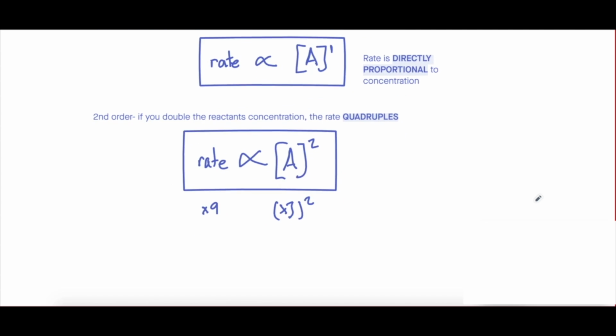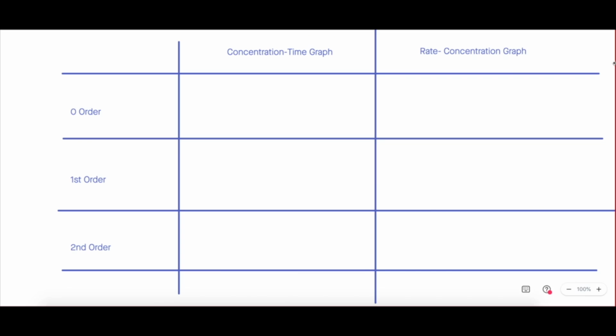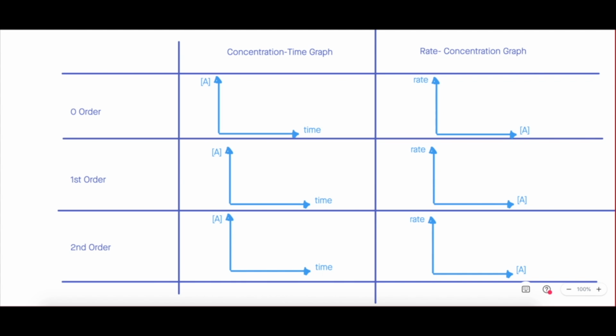You also need to know what the graphs for these look like. For every order that you have, zero, first or second order, there is a concentration-time graph or a rate-concentration graph that you need to know. For a zero order reaction, the concentration-time graph should look like a straight line downwards, because remember, concentration doesn't affect rate, so the gradient should not change. The gradient should stay the same. For a first order graph, it should be curved, something like this. For a second order graph, it will also be curved like the first order graph. It will just be slightly steeper, so it could look something like this.